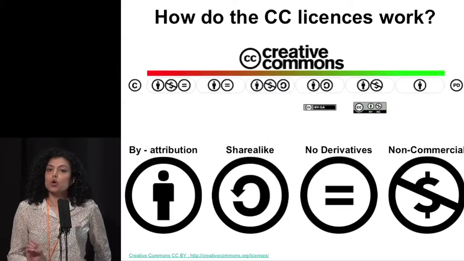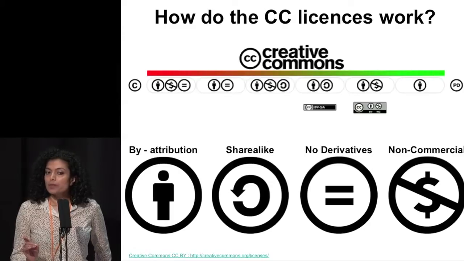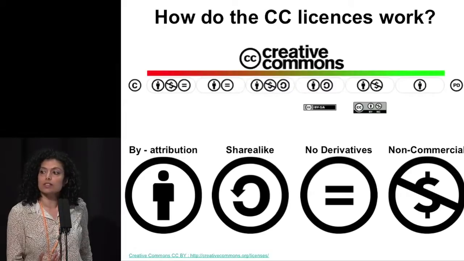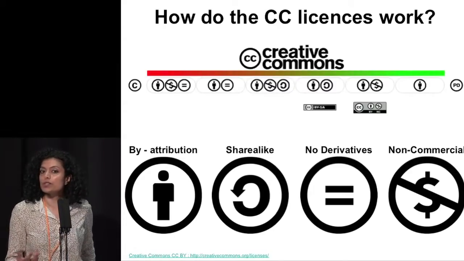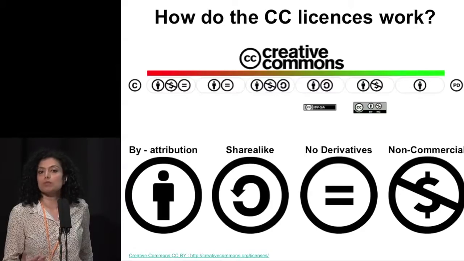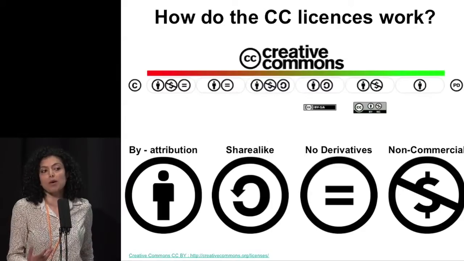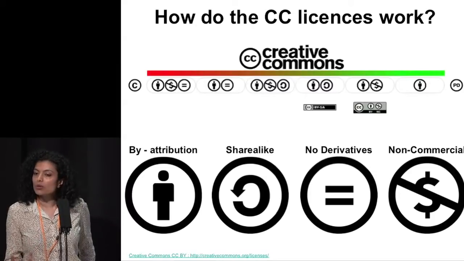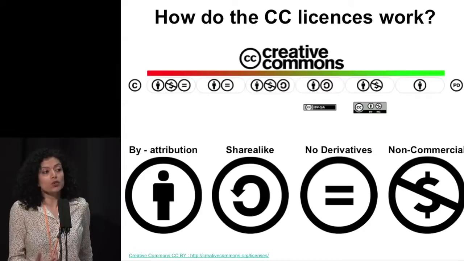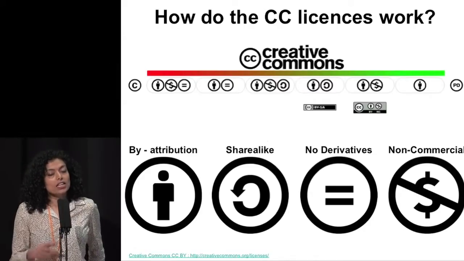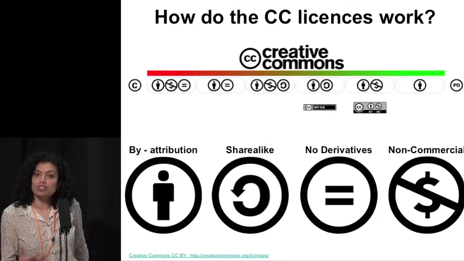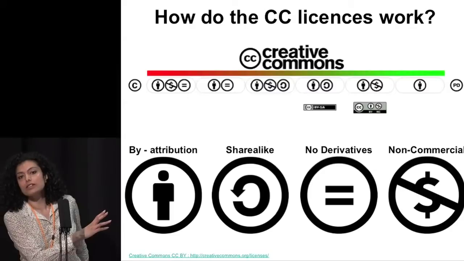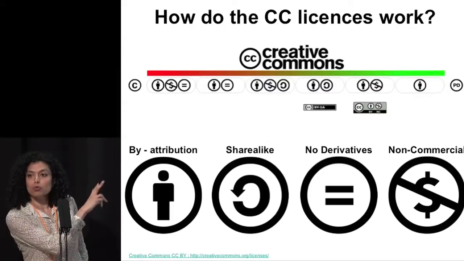And the last component is the non-commercial component. Basically, if you license something with a non-commercial license, you're allowing people to reuse the content, but you don't want others to make money from it. Now, this again is a much discussed component, because questions are thrown up as to what does non-commercial mean? Is a university a non-commercial entity? Is it the entity or is it the use that we should be focusing on? So we'll come back to that. Those are the four ingredients that go into one or more of the licenses.